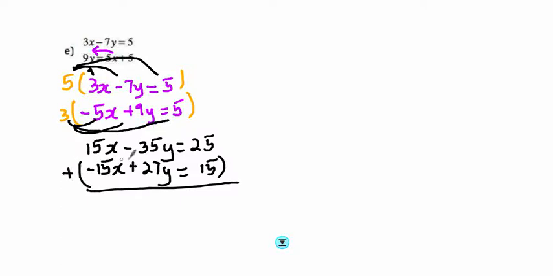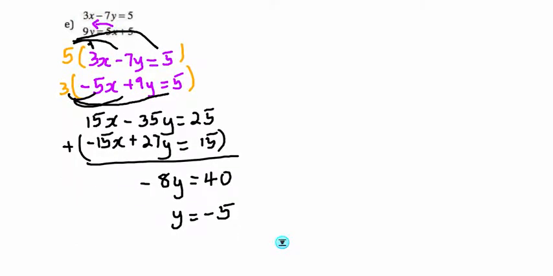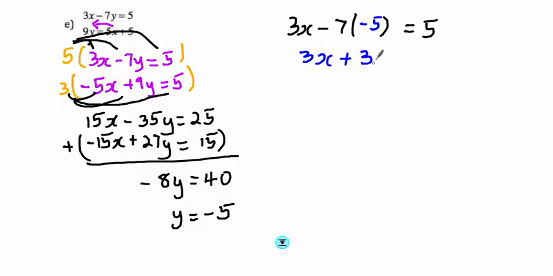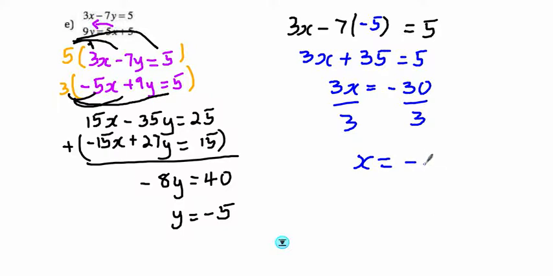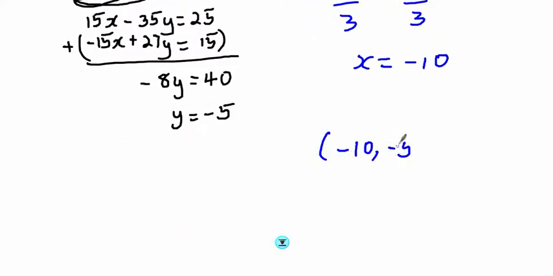I'll add my two equations. The x's will cancel. Minus 35y plus 27y is going to give me minus 8y is equal to 40, and therefore y is equal to minus 5. Substituting back, we have 3x minus 7 times y is equal to 5. Once again, we'll substitute in our y value minus 5 and solve the resulting equation. And so we have 3x is equal to minus 30, and divide through by the 3, x is equal to minus 10. Okay, and so as we've done in all of the others, that could also be written as an ordered pair.